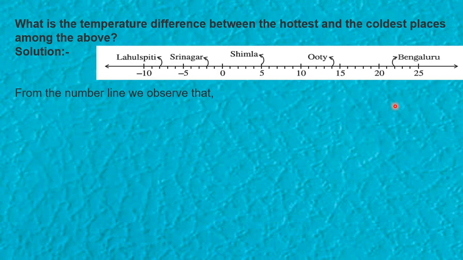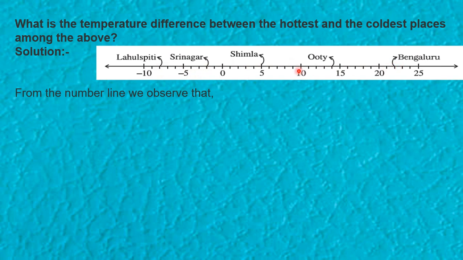Now the next question is also for the same problem. What is the temperature difference between the hottest and the coldest place among the above? Here we observe on the number line: Lahaul Spiti is -8, Srinagar -2, Shimla is 5, Ooty is 14, and Bengaluru is 22 degrees Celsius.